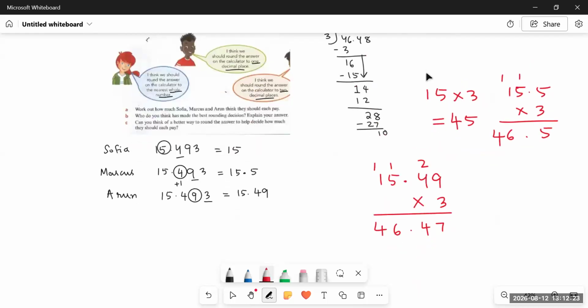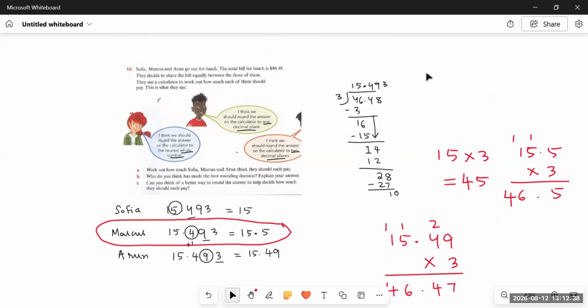It's Marcus. Because if we pay according to Marcus's rounding figure, that is 15.5, if everybody pays 15.5, all three of them together will pay 46.5, which covers the total bill and includes a $0.02 tip. Okay. And if we talk about Sophia, Sophia's way is not enough. Marcus's way is sufficient. Arun's way is again not enough. So the best option is to go for Marcus's method.